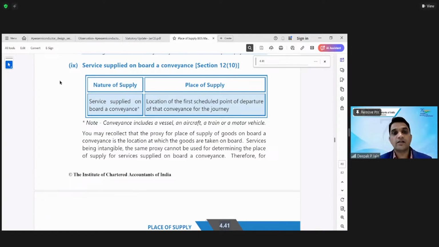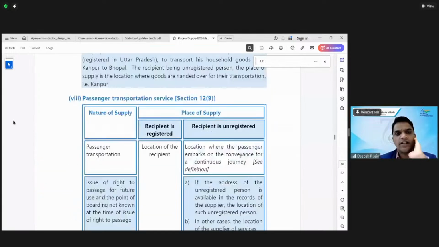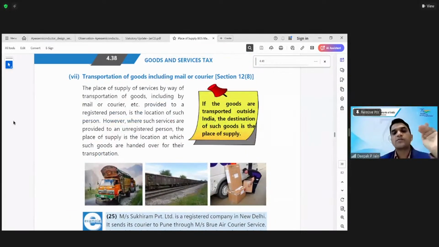Are you there? Okay. Subsection 8 of clause 12 is transportation of goods including mail or courier. So what is your question in this respect?